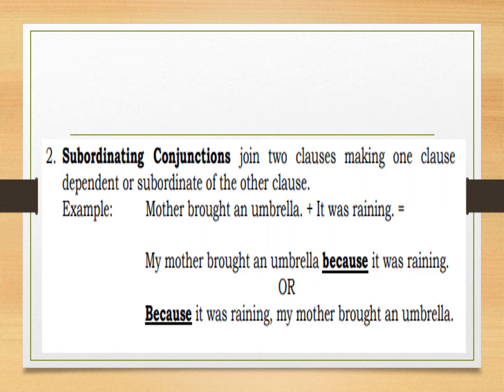Let's move on to another type of conjunction. So we have the number 2, subordinating conjunctions. This conjunction joins two clauses, making one clause dependent or subordinate of the other clause. Examples, Mother brought an umbrella plus it was raining equals, so we have now, my mother brought an umbrella because it was raining. Or, because it was raining, my mother brought an umbrella.